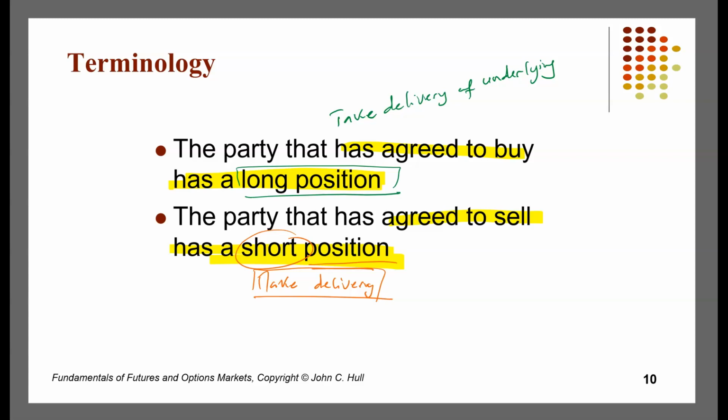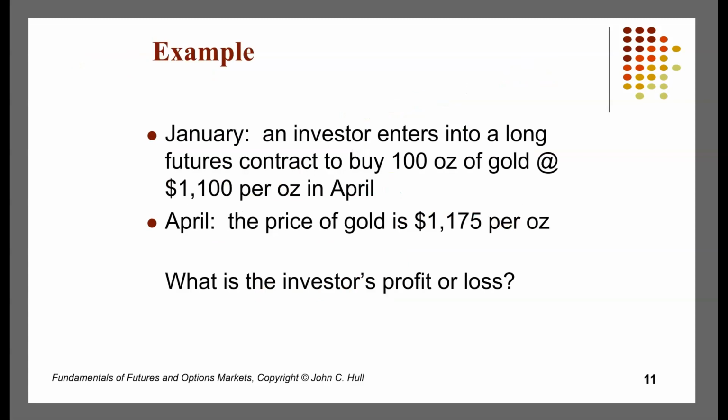Another quick example here to see how this would work. Say in January, an investor enters into a long futures contract to buy 100 ounces of gold at $1,100 per ounce in April. So let's go back to our board here and let's make the transaction. So we are in January, and in January what happens is we have February, March, and April, and we really don't need what comes after that, so we're gonna stop here. So January, February, March, and April.